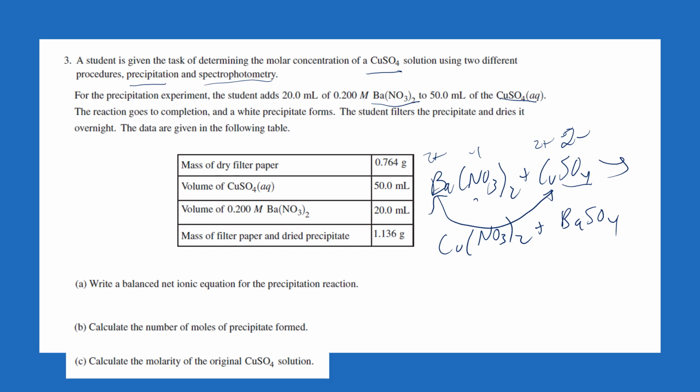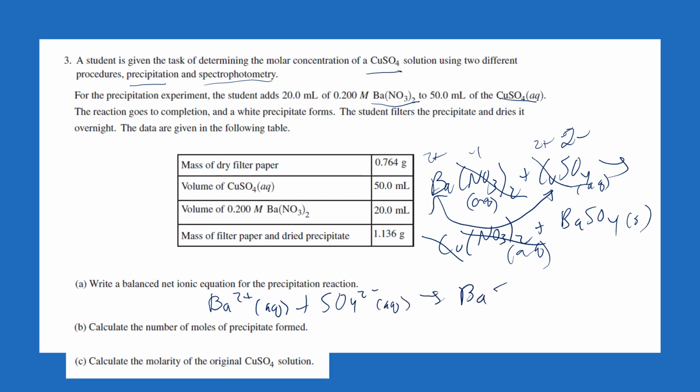Anything that is aqueous on both sides, this is aqueous. Sulfates are aqueous except for calcium, strontium, barium, silver, mercury, and lead. So barium sulfate is not soluble, but nitrates are soluble. So the copper winds up being a spectator ion, and the nitrate winds up being a spectator ion. And so your net ionic equation, you have your barium ions reacting with your sulfate ions to form barium sulfate solid, which is that white precipitate.